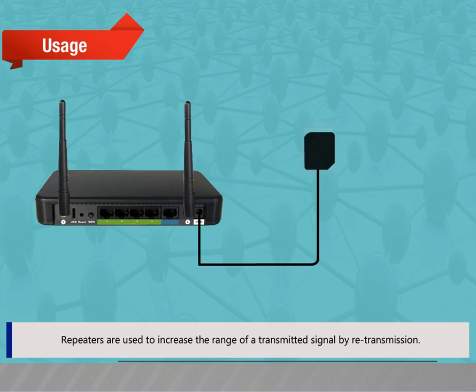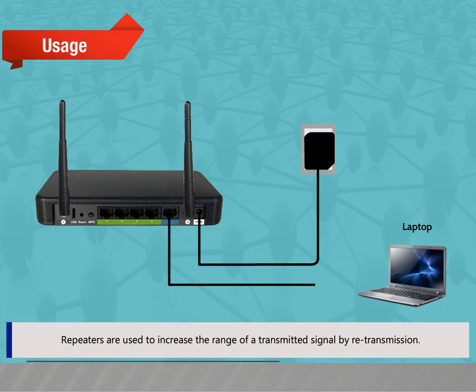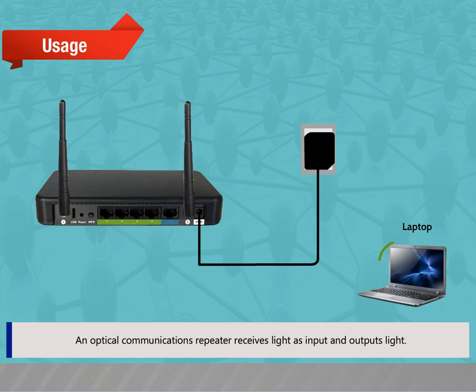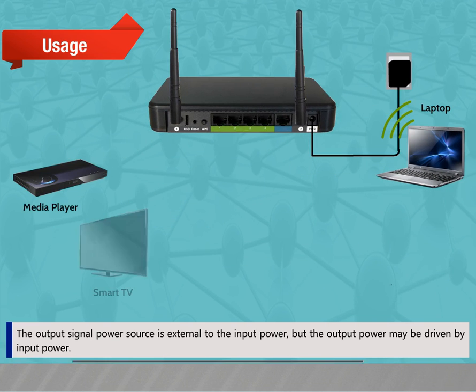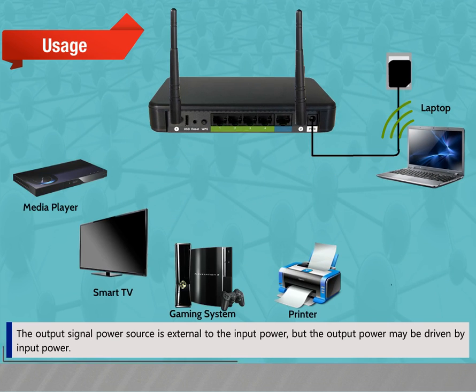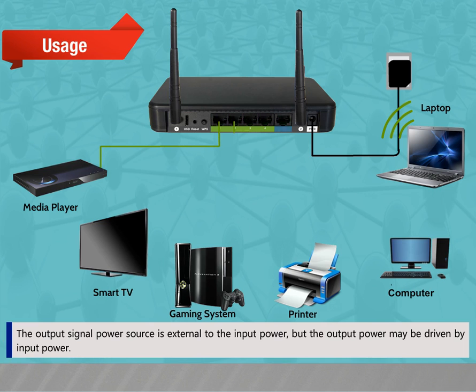Usage. Repeaters are used to increase the range of a transmitted signal by retransmission. An optical communication repeater receives light as input and outputs light. The output signal power source is external to the input power, but the output power may be driven by input power.